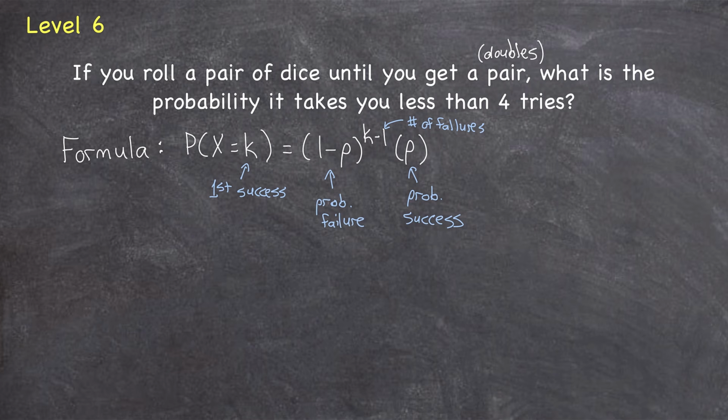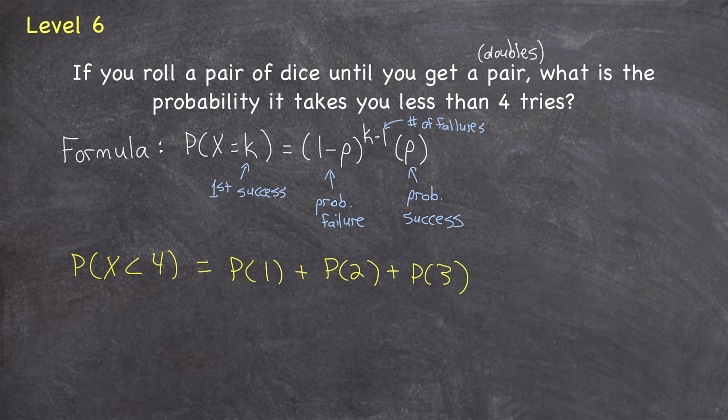So for this question, if we want the probability of, we call it the waiting time, how long do we have to wait for the first success? The probability that the waiting time is less than 4, we could break that up into the waiting time being either 1, 2, or 3 trials. And notice I said or, which is why I am adding the probabilities of each of those options. So I can just use this formula 3 times.